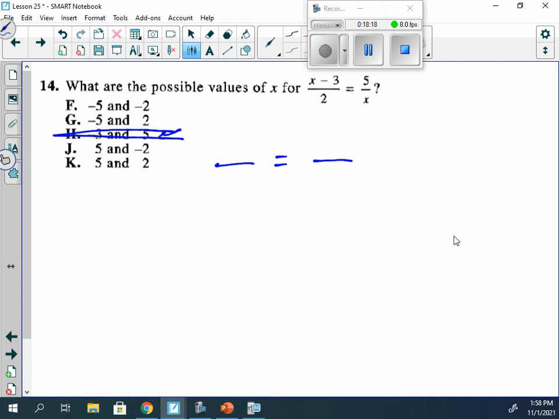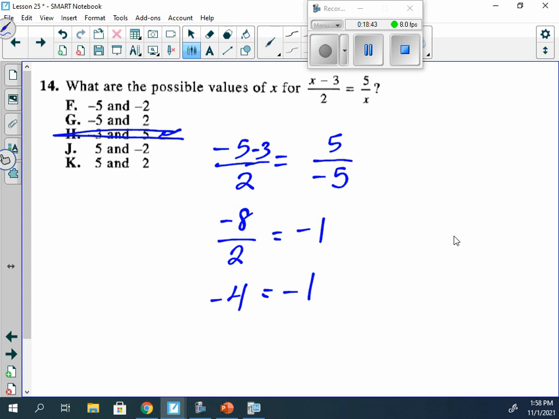We can set it up again and try -5. -5 minus 3 over 2 equals 5 over -5, because I'm just plugging -5 in for x. Well, -5 minus 3 is -8, and -8 divided by 2 is -4. Over here, 5 divided by -5 is -1. Is -4 equal to -1? No. So that means F and G do not work.